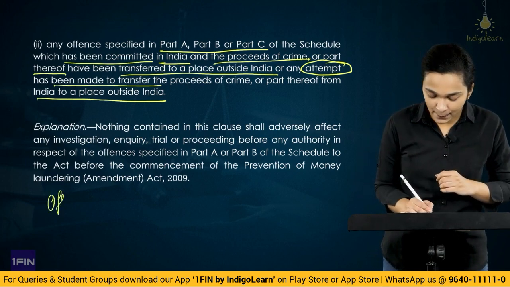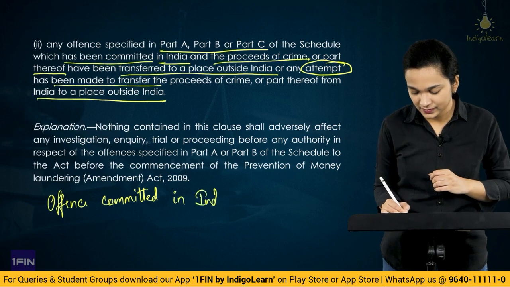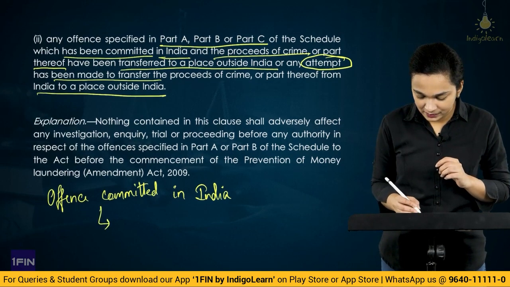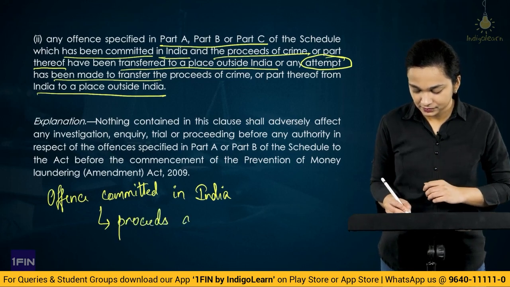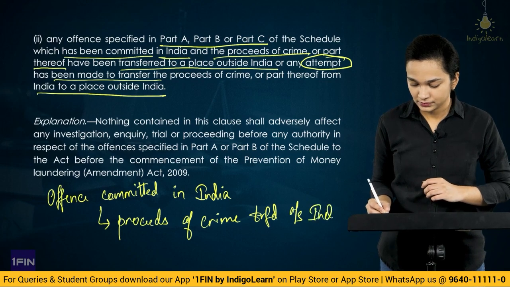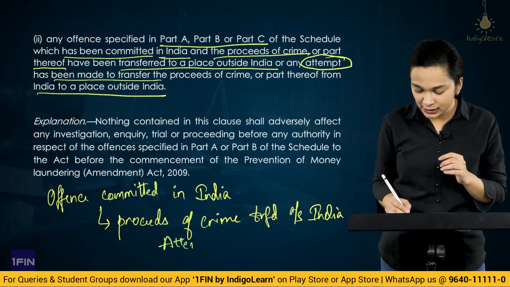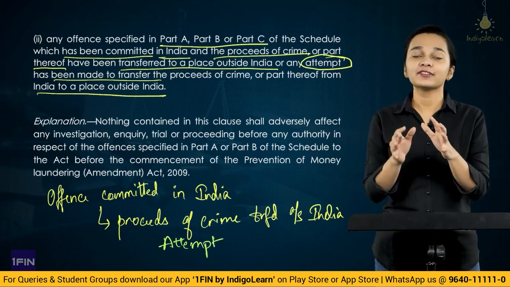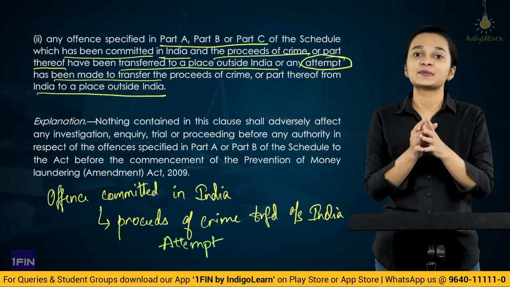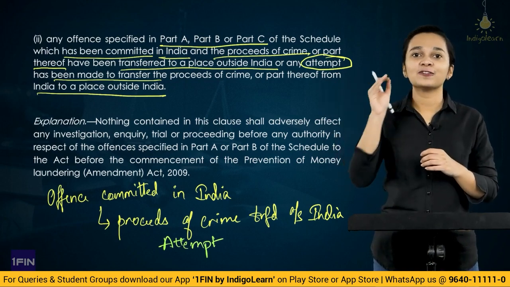So what does the second point say? The second point states the offence has happened in India. The offence has been committed in India and the proceeds of crime are being transferred outside India. And it is not only talking of absolute transfer, but also if an attempt to transfer has been made, it will be referred to as a cross-border offence. So, if an offence has been committed under Part A, Part B or Part C of the schedule and the proceeds of crime of such offence are being transferred to any place outside India, then in that situation, such offence will also be referred to as an offence of cross-border implication.